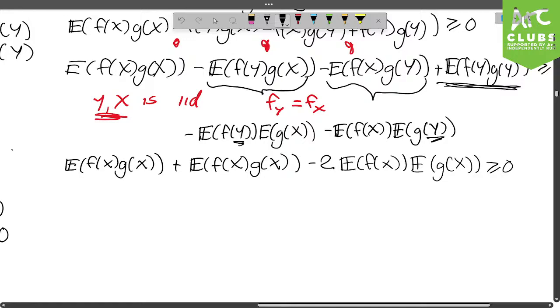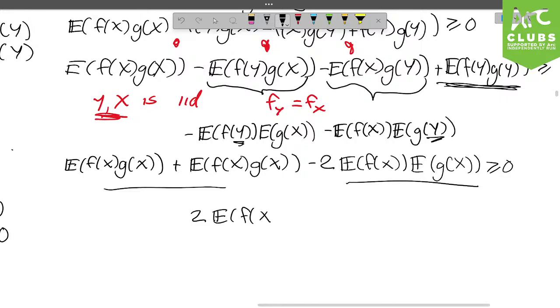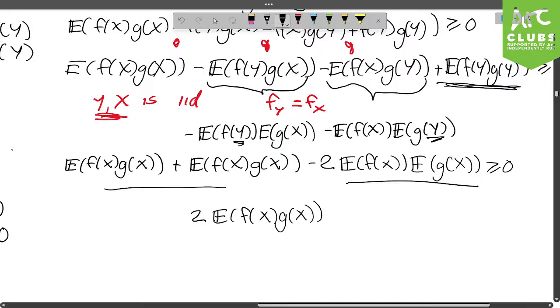So we can combine these terms and bring this term over to the other side, and what we see is that 2 times the expectation value of fx gx is greater than or equal to 2 times the expectation value of fx times the expectation value of g of x. So we can divide out by 2, and we are left with the expression that we were looking for. This should be a greater than or equal to sign.